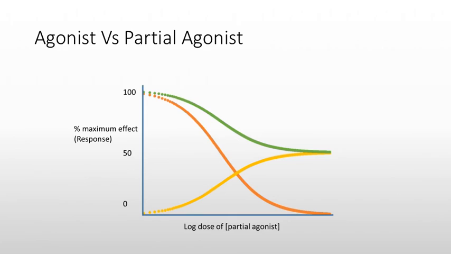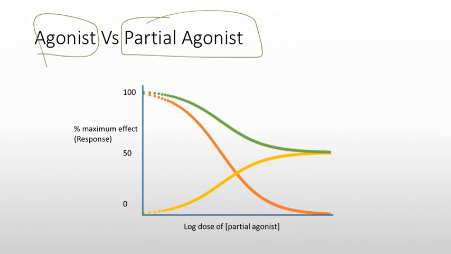So the last thing I'm going to look at here with you is whenever you have a full agonist and a partial agonist. A partial agonist can act as an antagonist to a full agonist. So here I have modeled the response of my full agonist. I've given a full agonist up until it reaches 100% of its maximum response. And I keep that concentration the same, and I slowly start adding partial agonist. So the partial agonist is increasing.